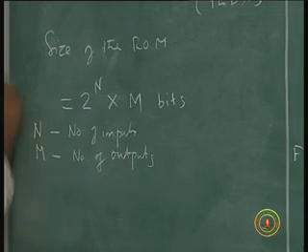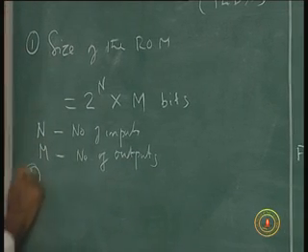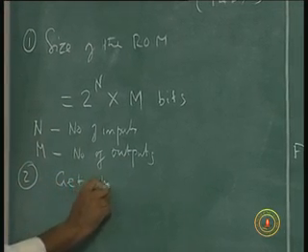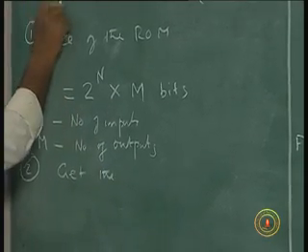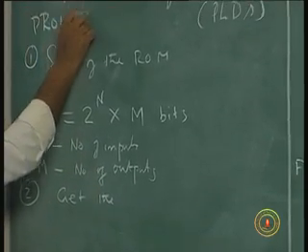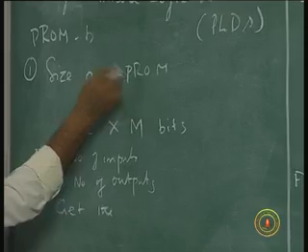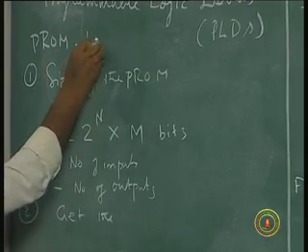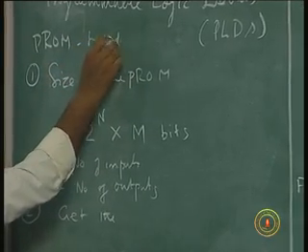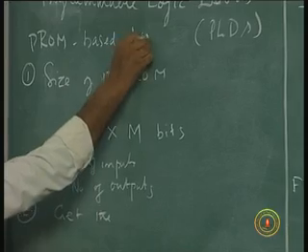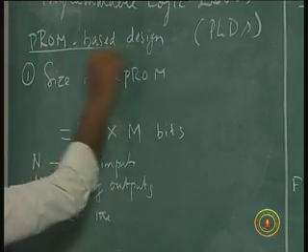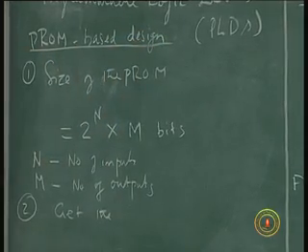Once you have the size of the ROM, get the truth table. ROM design, ROM based, PROM based design. So whenever I write ROM, you write PROM, because the ROM is once only, like your multiplication table is fixed.